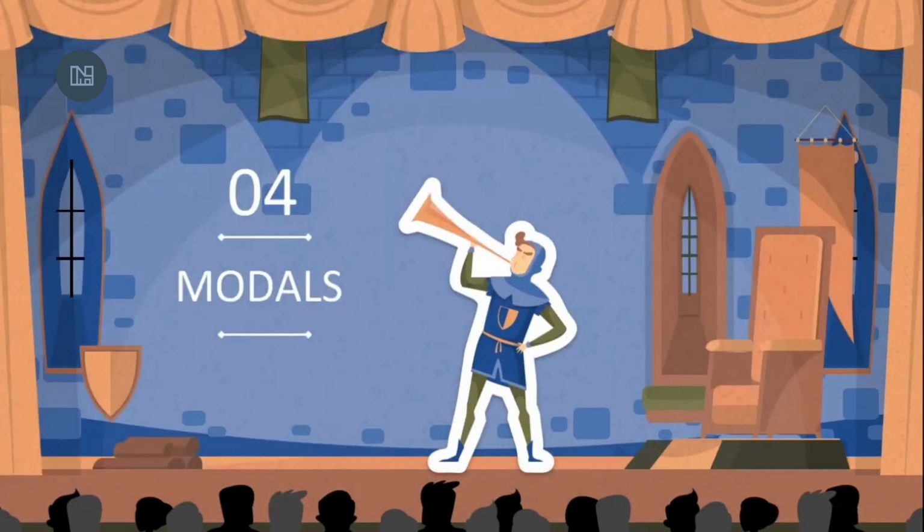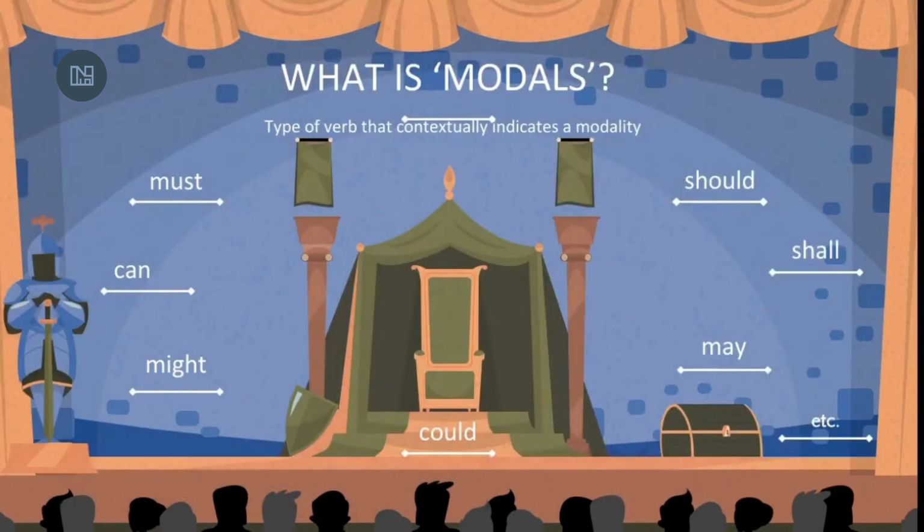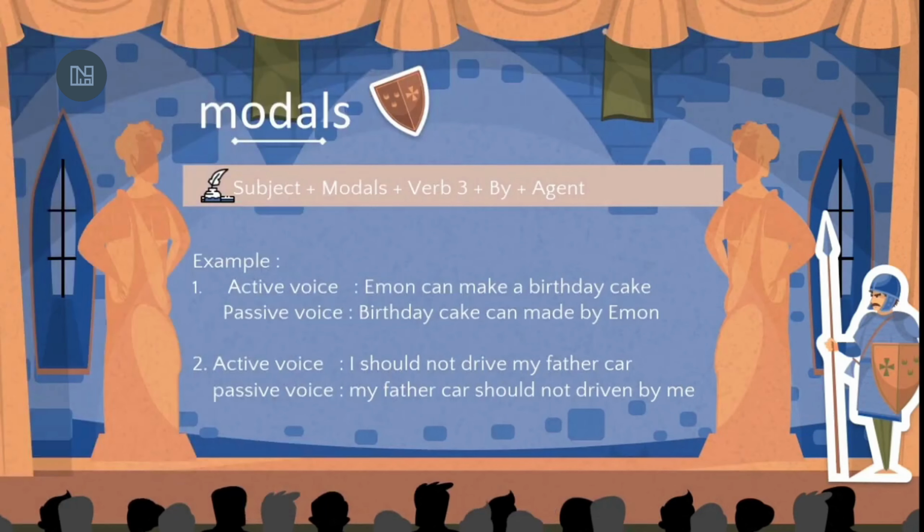Last but not least, passive voice in the modals. But before that, we have to know what the modals are. So, a modal is a type of verb that indicates a modality. So, modals can make your sentences more comprehensive. Examples of modals are must, can, might, could, should, shall, may, and many others. A passive voice in the modals has a simple pattern. Subject plus modals plus verb 3 plus by plus agent.